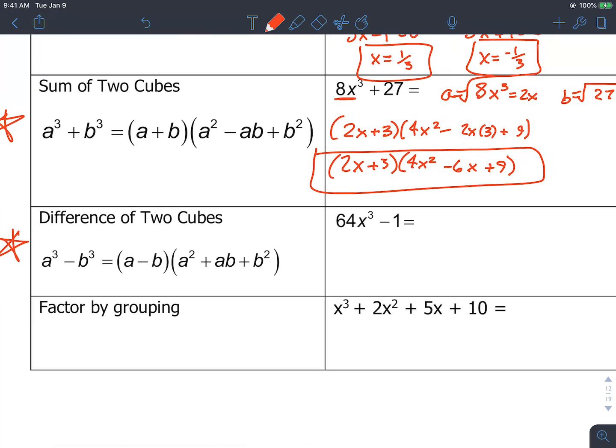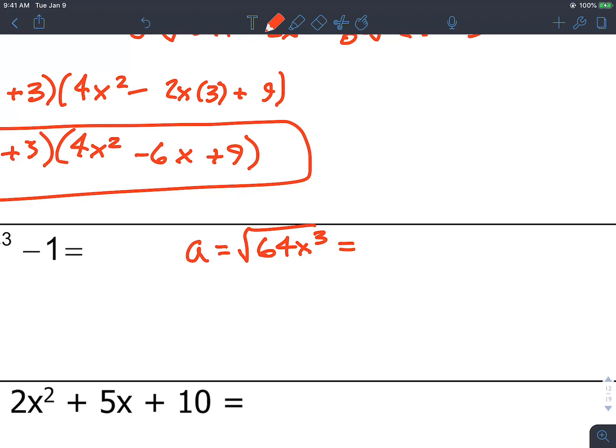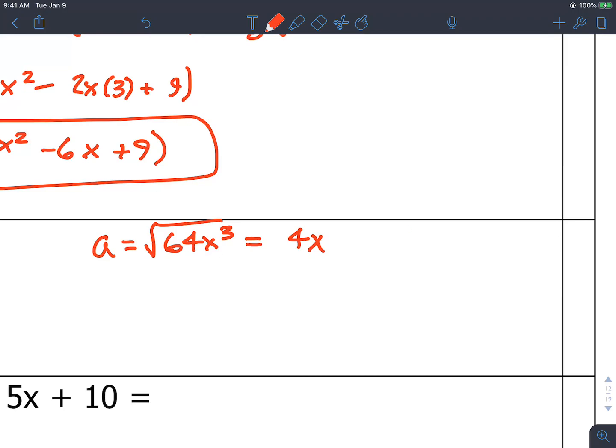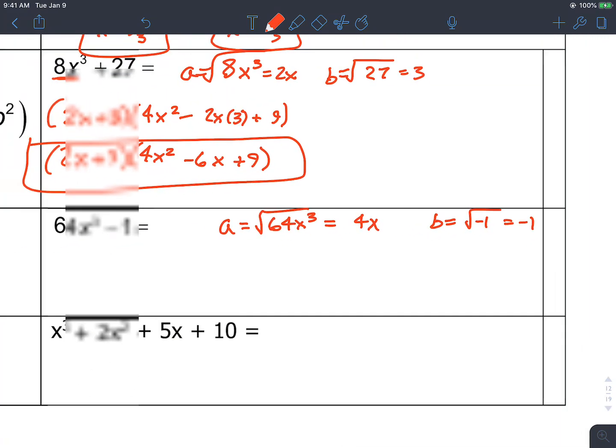Difference of cubes is pretty much the same thing. The only thing that's different here is your signs are a little bit different, as you can see there. So let's see how this one works out. First of all, I need to figure out what a and b are. A is the cube root of 64x cubed. Hopefully they give you perfect cubes. Usually they are. The cube root of 64 is 4, and the cube root of x cubed is x, so 4x. B is the cube root of negative 1, which gets us negative 1.